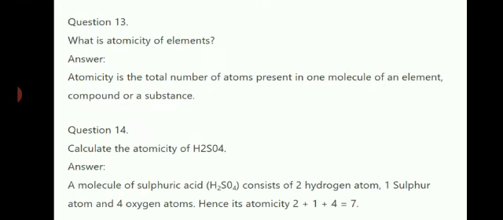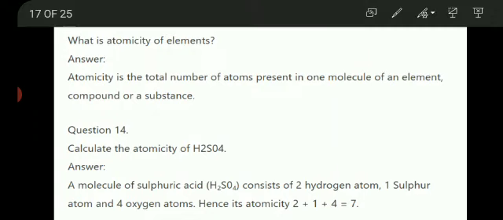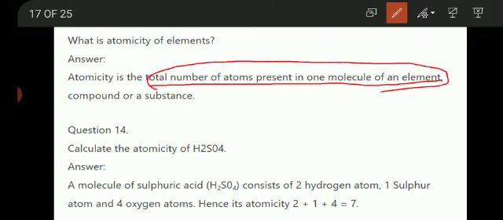Next, what is atomicity? And calculate the atomicity of H2SO4. I uploaded some videos also. You can understand clearly from this video. If you have any doubt, you see that video also. What is atomicity? The total number of atoms present in one molecule of an element or compound or substance. That is called atomicity. For example, H2SO4. What is the atomicity of H2SO4?